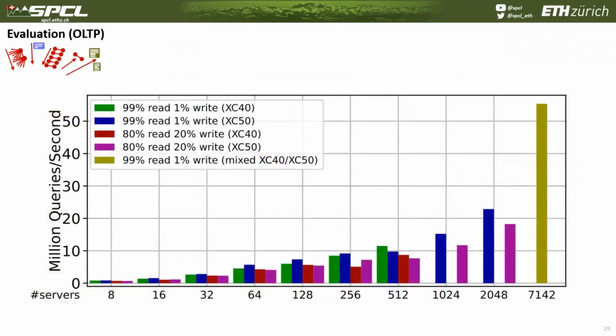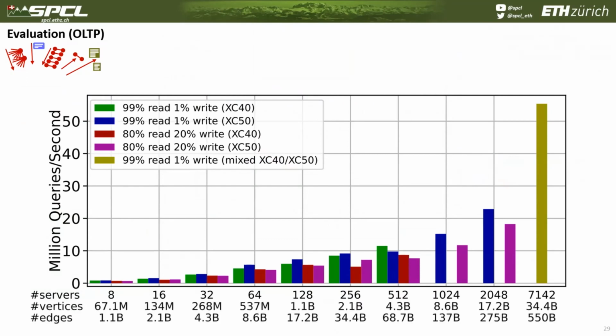Now let's take a look at some larger scales for OLTP. On this plot, on the x-axis, we are plotting the number of servers from 8 up to more than 7,000. This is also simultaneously increasing the graph size, so this is the weak scaling scenario. On the y-axis, you can see the throughput of the database in millions of queries per second. And different data series correspond to different types of workloads, so we tried different compositions of read and write accesses.